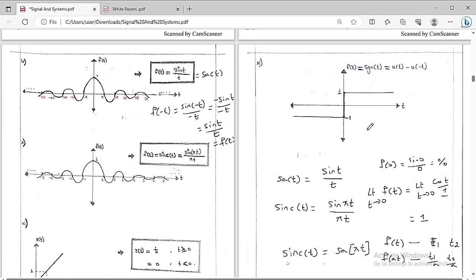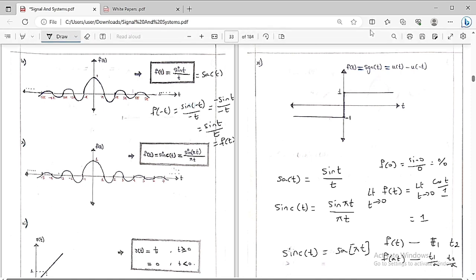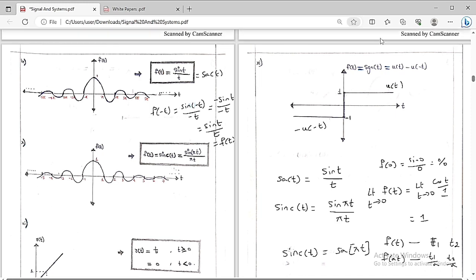Now let's go for another signal, which is the signum function. The signum function of t is nothing but u of t minus u of minus t. This is called the signum function, sgn of t. So this is u of t, and this is minus of u of minus t. Add these two signals, then you are going to get the signum function.